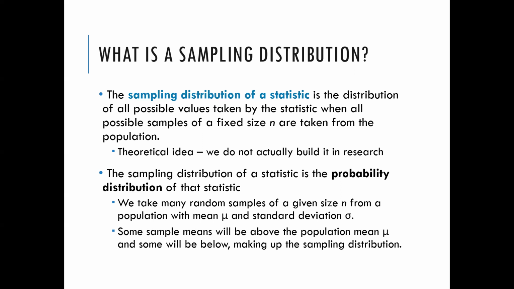So the sampling distribution of a statistic is the probability distribution of that statistic. So if we were to take many random samples of a given size n from a population that has a mean mu and a standard deviation sigma, some samples will be above the population mean and some will be below, and that makes up our sampling distribution.